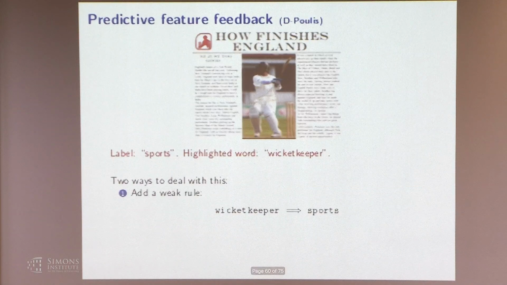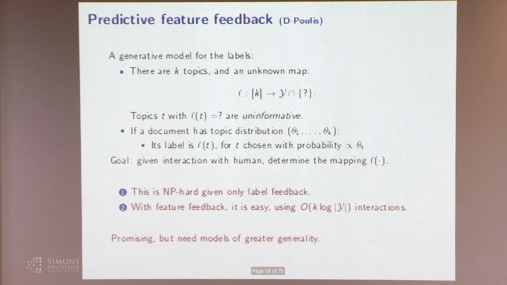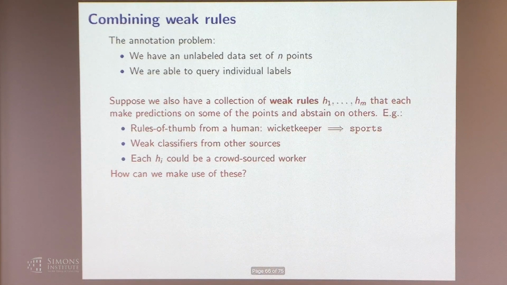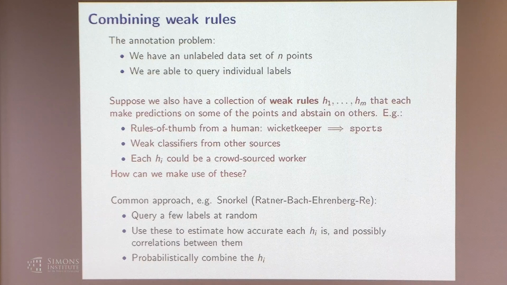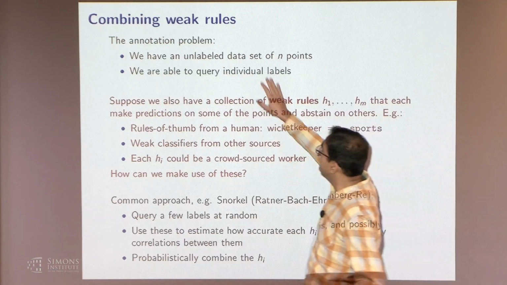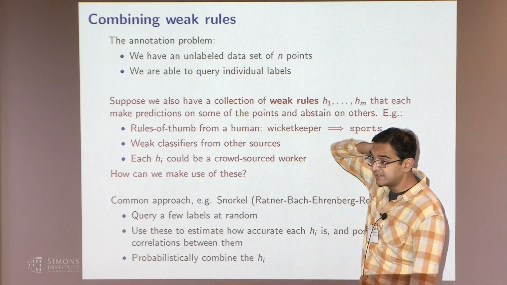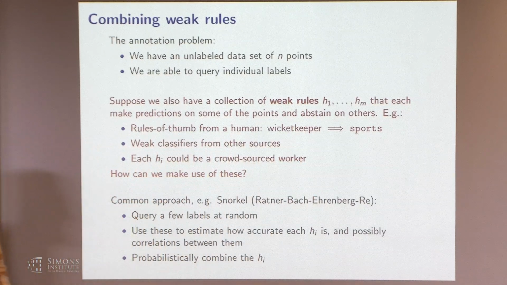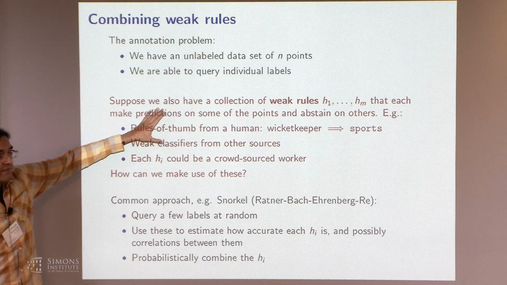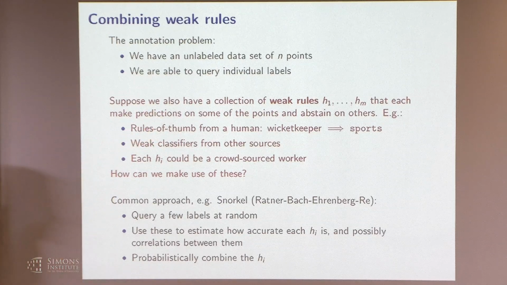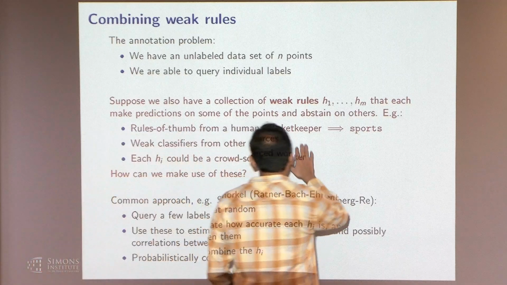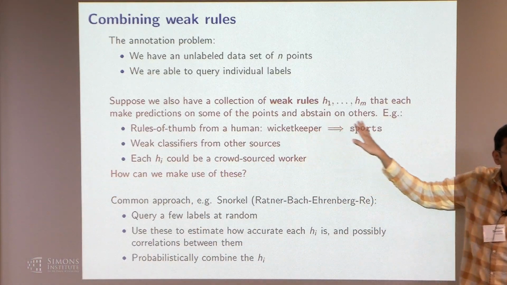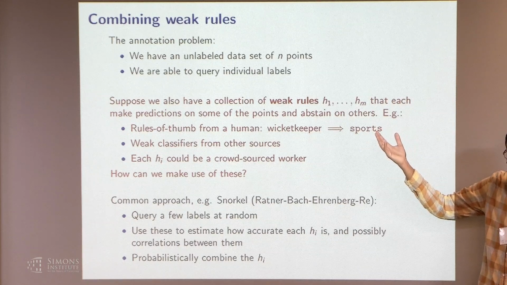Okay, so let me just finish with a modification of the annotation problem. Okay, so this was the original annotation problem, that we have an unlabeled data set of endpoints, and we are able to query individual labels. A modified problem is that either a human or some other system has also given us a collection of weak rules. Okay? These rules might be things like, oh, if it contains the word wicket keeper, it means it's sports. Okay, that's an example of a weak rule.